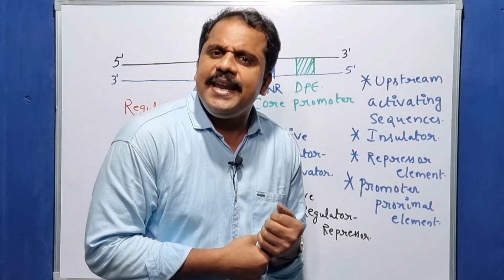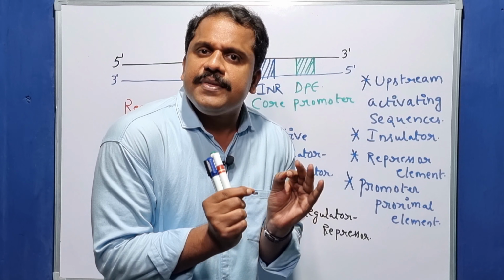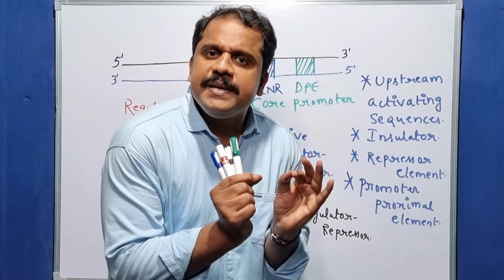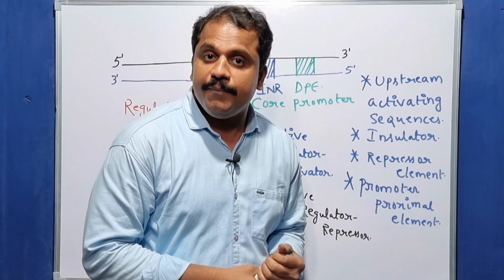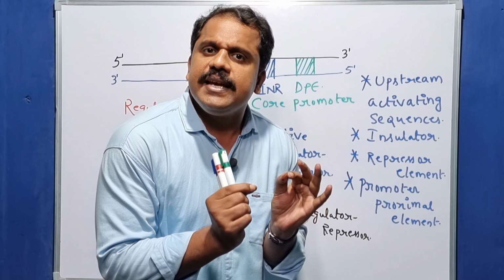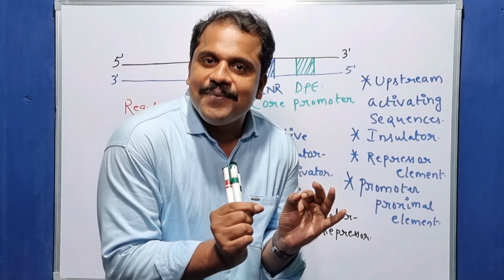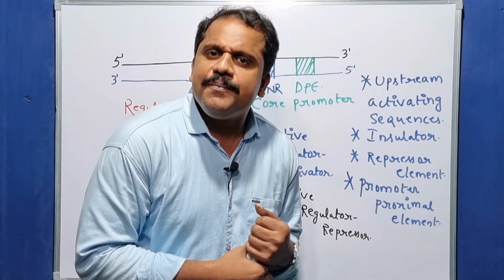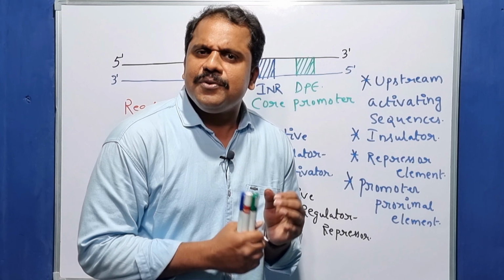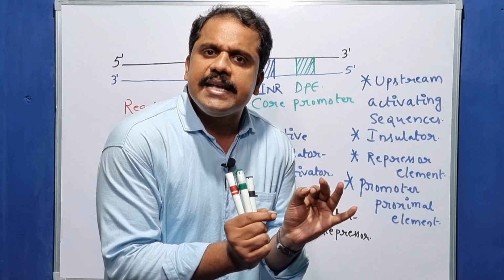Is it clear? And in addition, in prokaryotes, the transcription process takes advantage of only one specific bacterial RNA polymerase enzyme. But in eukaryotes, the transcription process takes advantage of three different RNA polymerases. So what are the three different RNA polymerases in eukaryotes? RNA polymerase 1, RNA polymerase 2 and RNA polymerase 3. Is it clear? So these are the basic differences between the prokaryotic transcription mechanism and the eukaryotic transcription mechanism.